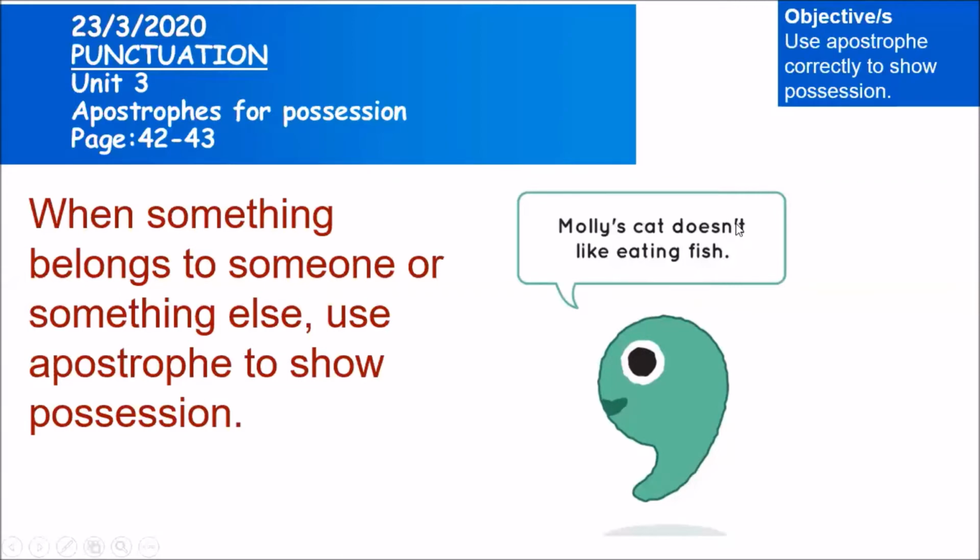The apostrophe here again does not show possession. This shows contraction, or joining of two words, does and not. The apostrophe here was not used for possession. The apostrophe here is used to show possession. Now, remember, when something belongs to someone or something else, use apostrophe to show possession.